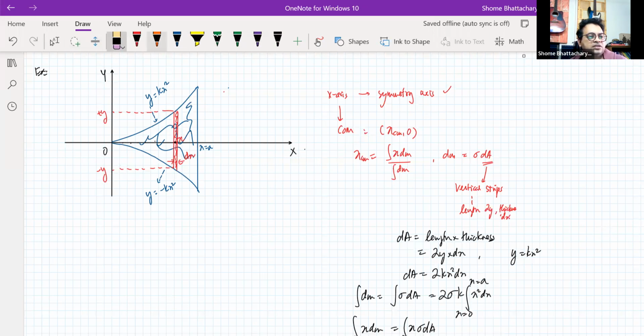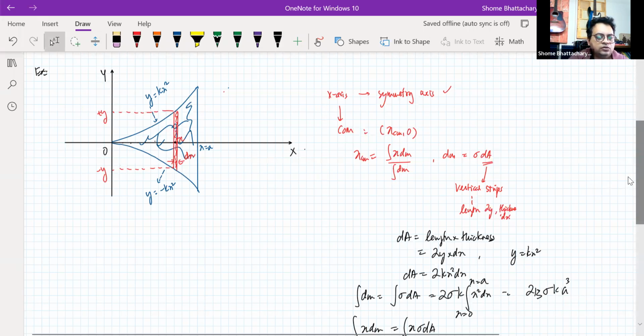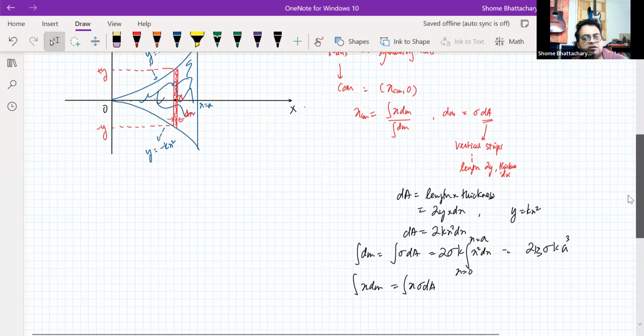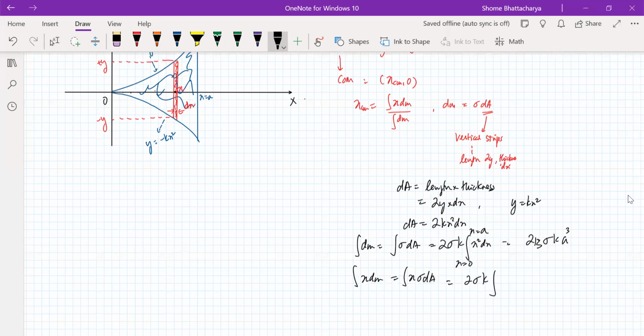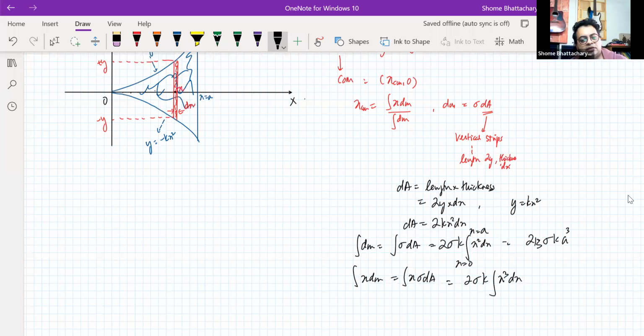So what is the first integration giving me? It is giving me 2 by 3 sigma k into a cube. So what will this give me? It will give me 1 by 2 or 2 by 4 sigma k into a to the power 4, right? Yes, sir. This is x cube dx integrated from x equal to 0 to x equal to a. So this will give me 1 by 2 sigma k a to the power 4.